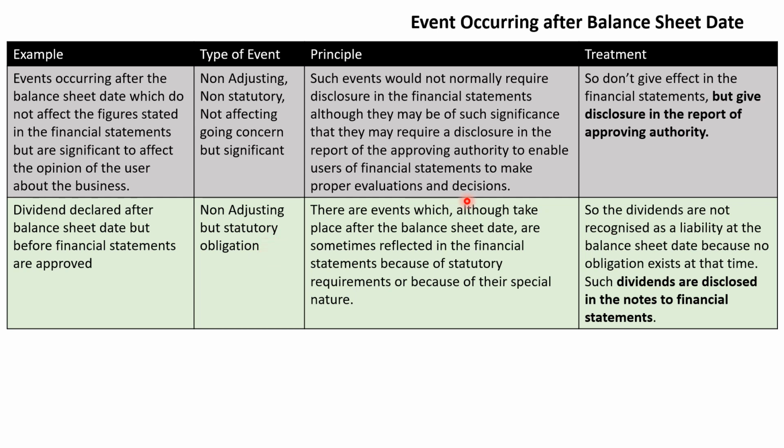Then there are events which, although they take place after the balance sheet date, are sometimes reflected in the financial statements because of the statutory requirements or because of their special nature. So what should we do? The treatment is, dividends are not to be recognized as a liability in the balance sheet because no obligation exists on that particular date, but such dividends are disclosed in the notes to the financial statements. So I hope you have seen how you prepare this in the company final accounts topic. In company final accounts, whenever there is a proposed dividend, it is shown by way of a note. It is not shown as a debit to the P&L account. It is not shown as a current liability, but it is shown by way of a note.